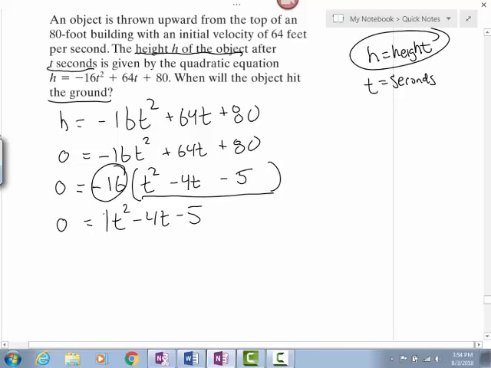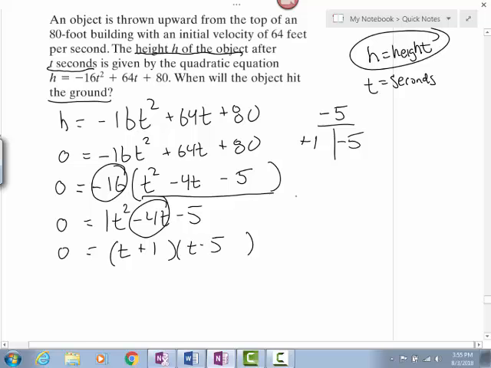So I want you to notice the number here now is a 1. I can use my shortcut. So 1 times negative 5 is negative 5. The only numbers that I know to multiply to 5 are 1 and 5. Since this is a negative, the bigger number needs to be negative, and the other one's going to be positive. Again, I'm just going to use my shortcut here, right? So this is going to be t plus 1, t minus 5.